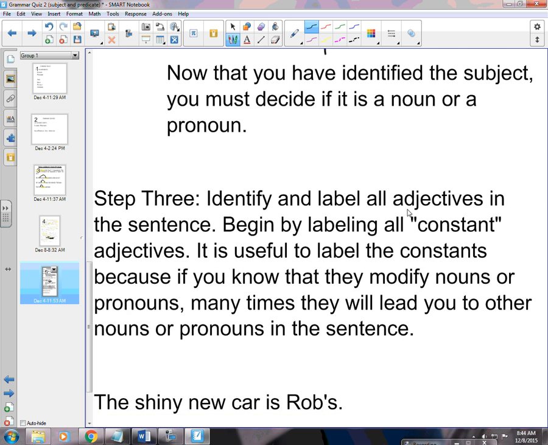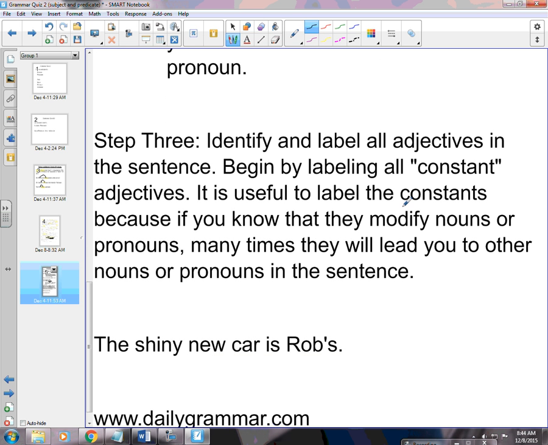The final step for your quiz is, once you've identified and labeled the subject and the predicate, so you have the verb phrase and the noun or pronoun that operates the verb, you're going to go through and identify and label all the adjectives in the sentence. You can begin by labeling all constant adjectives. Can you remember the 7 words that are always adjectives? Go through the sentences and label those as adjectives. It is useful to label the constants because if you know that they modify nouns or pronouns, many times they will lead you to other nouns or pronouns in the sentence.